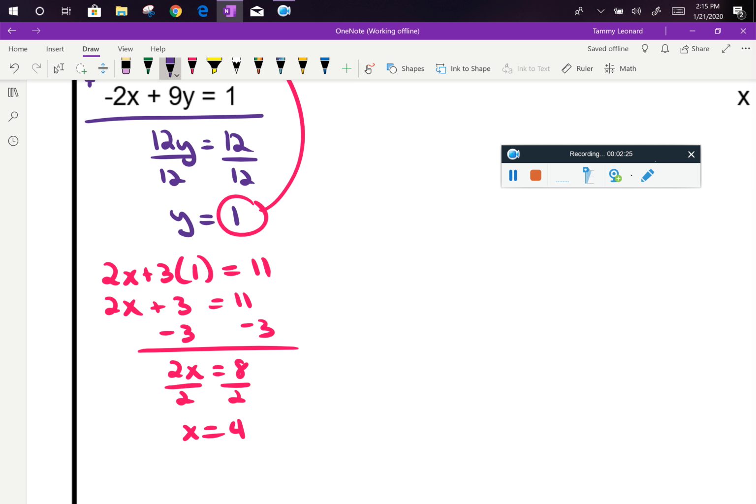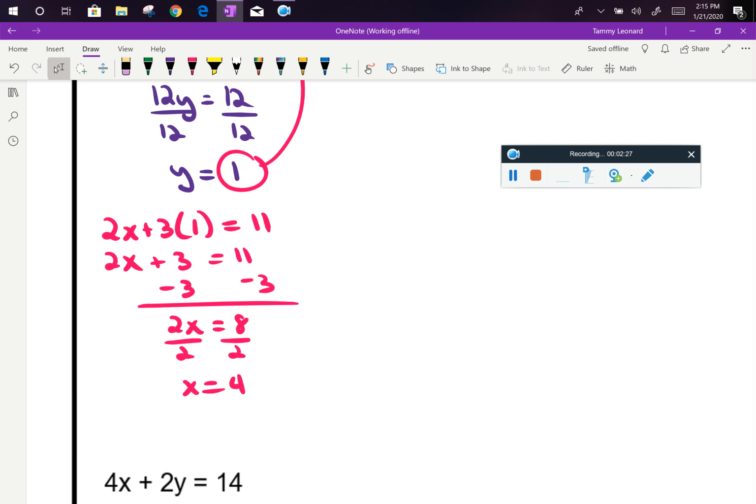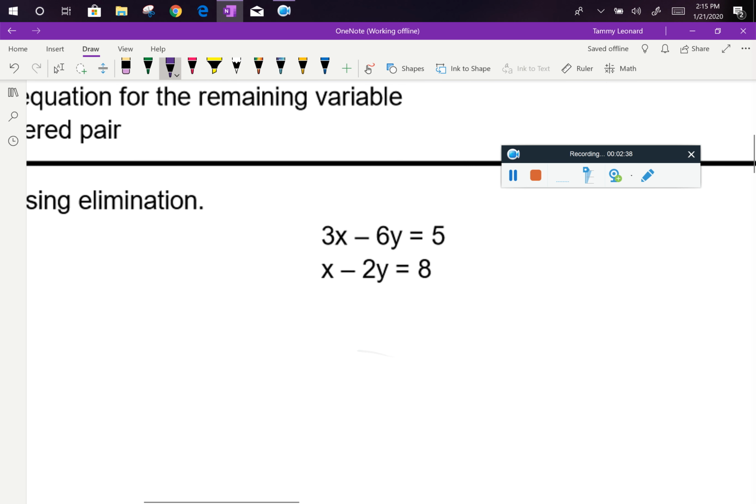Write the solution. Remember, the solution is the ordered pair of the point where these two lines meet. Well, these two lines meet at the point 4, 1. Let's take a look at the second problem.